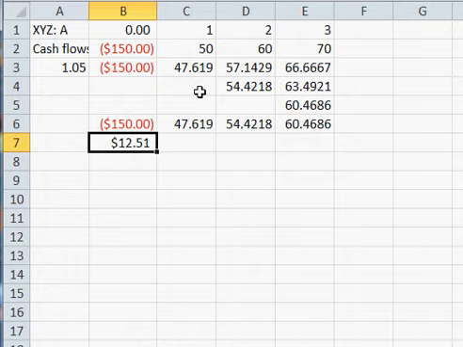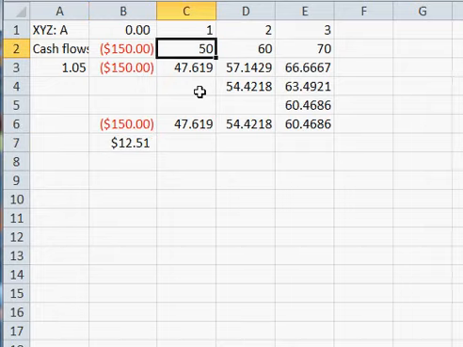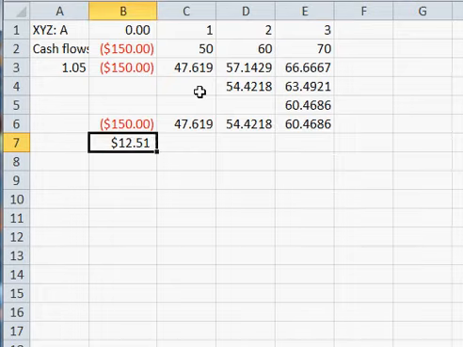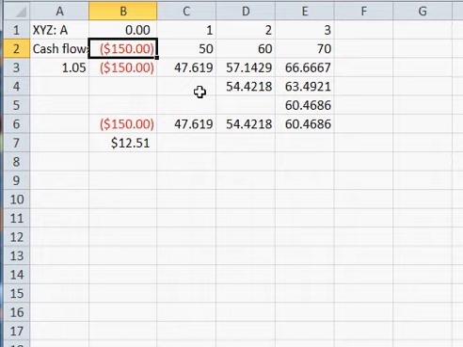So in the same sense that $105 today is better than $110 tomorrow, 50, 60, 70 in this time frame is exactly $12.51 better than $150 today is. And that's the objective framework we'll be using to evaluate cash flows that arrive asynchronously in time.